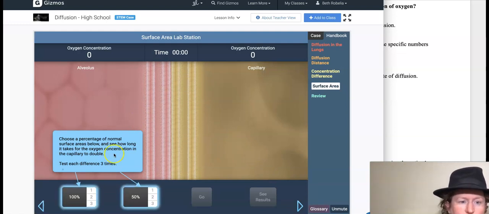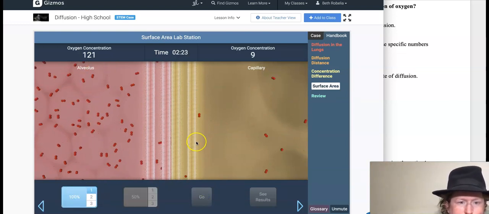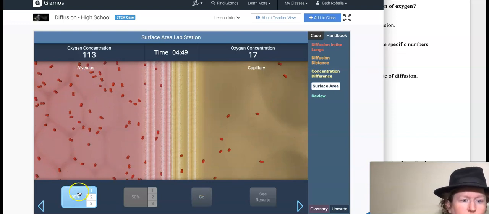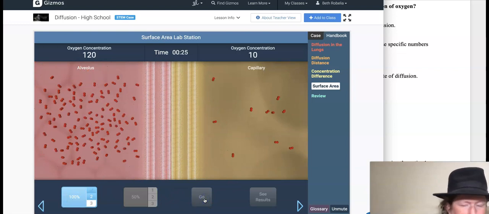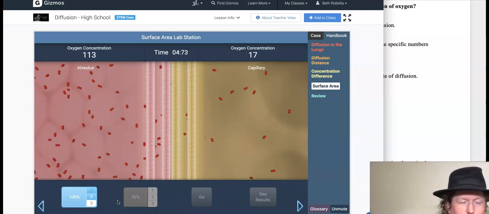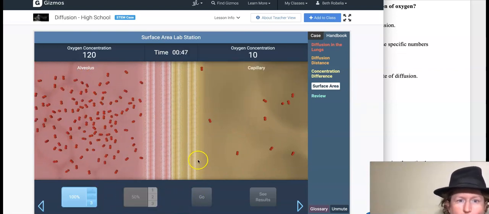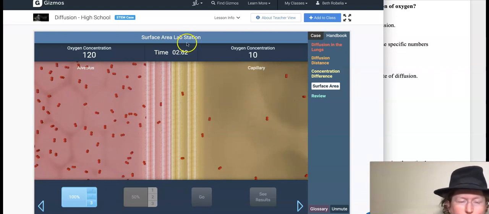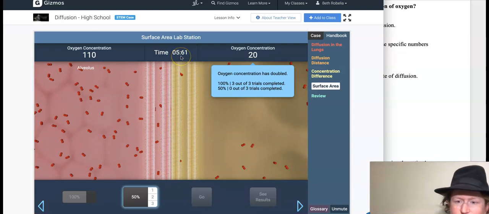So let's look at surface area here. Let's do a little data collection on surface area. So this is 100% surface area in your lungs. This is the balloon that doesn't have any water in it. And these times are pretty low. They're around 5-6 minutes, maybe less.